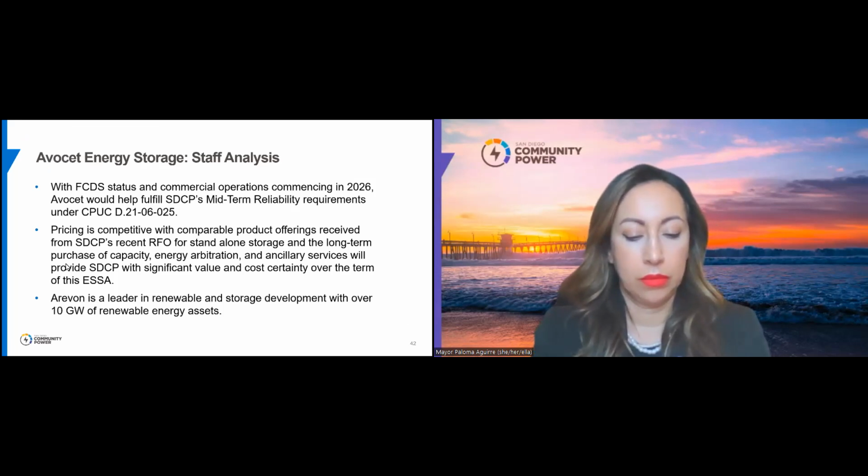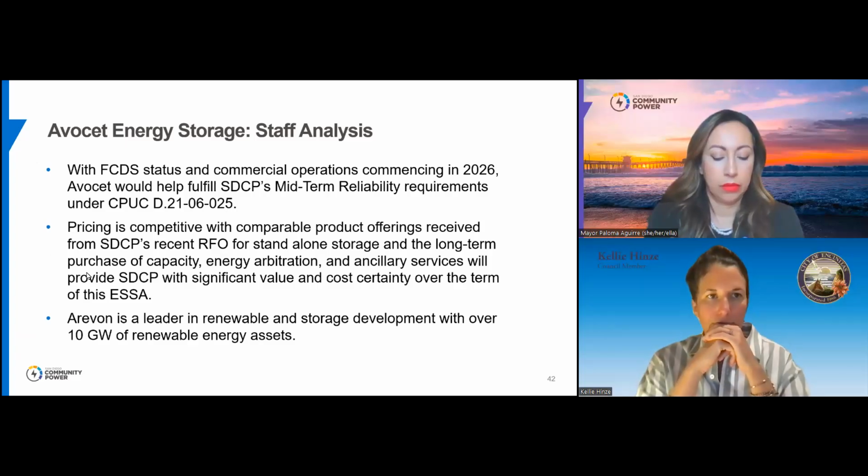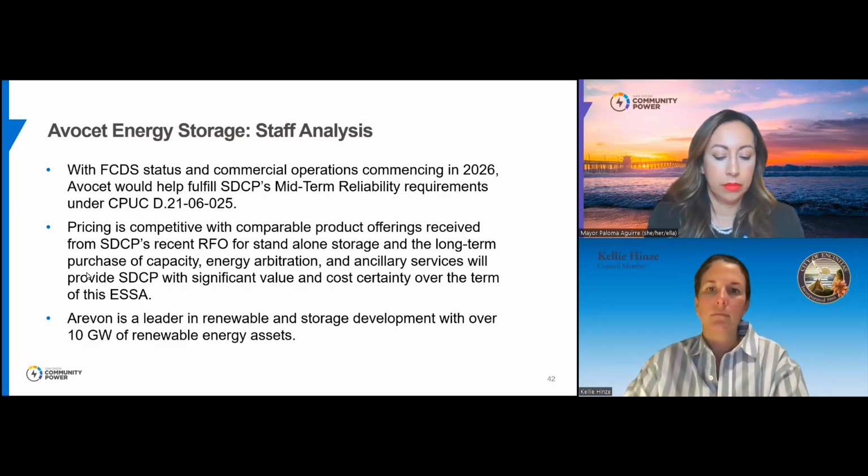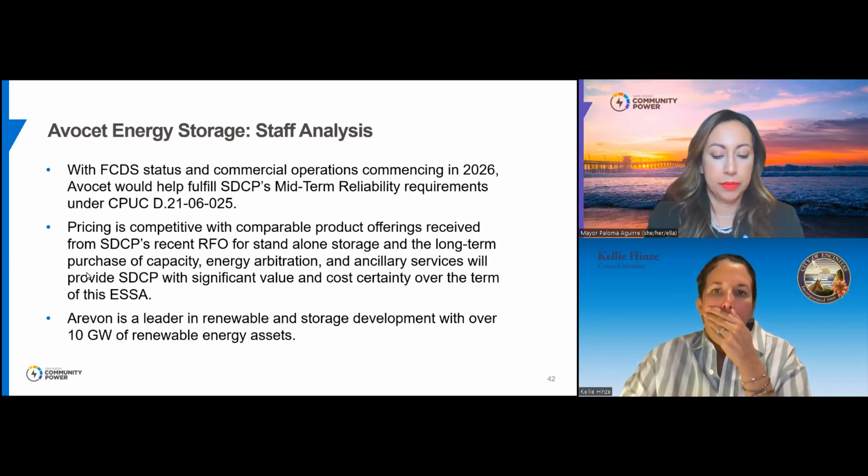So again, the project already has full capacity deliverability status. So once it hits COD, it'll be ready to deliver RA to us. And it's critical for our midterm reliability obligations in 2026 and beyond. The pricing was competitive as we evaluated that and did our quantitative analysis under the scoring criteria. So it scored very well. And the long-term procurement of this and locking this in for 15 years provides a lot of certainty regarding the energy arbitrage, the ancillary services, and the RA from these projects.